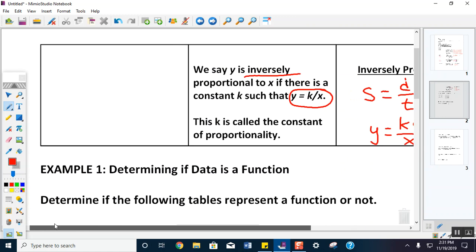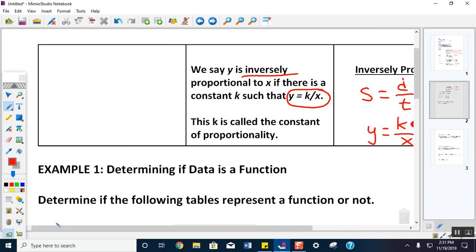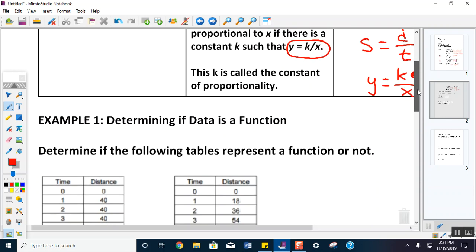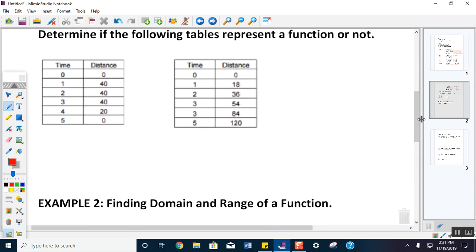Okay? Here we go. Example 1, determining if data is a function. Determine if the following tables represent a function or not. We need to do some labeling down here. You ready for that? I have two tables down here, time distance table. Go ahead and call the times an x value, or my inputs and my outputs.